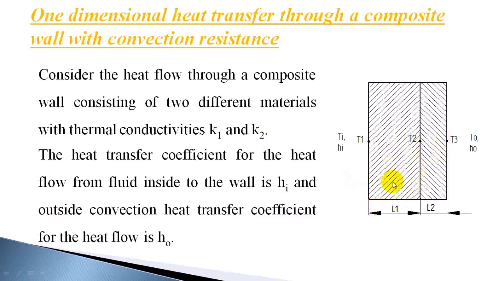Let us consider a composite wall of two layers with thickness L1 and L2, and let us take the material properties as K1 and K2. Now the inside fluid temperature is Ti, and the surface temperature here is T1, the interior surface temperature let us take as T2, and the outer surface temperature T3, and let us denote T0 as the outside fluid temperature. And inside and outside heat transfer coefficients are Hi and H0.